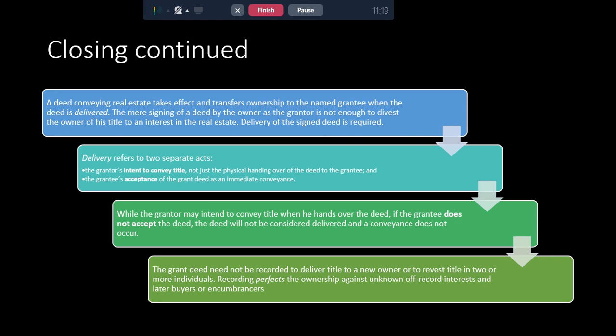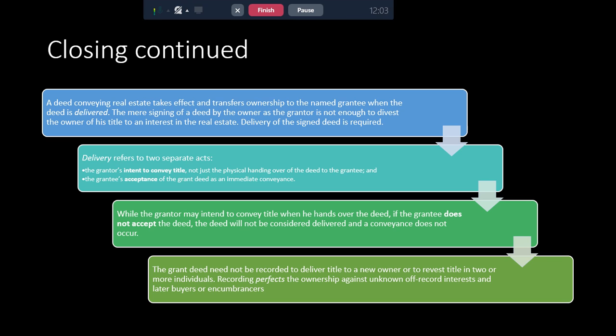Delivery of the signed deed is required, and delivery refers to two separate acts: the grantor's intent to convey title, and the grantee's acceptance of the grant deed. While the grantor may intend to convey title when handing over the deed, if the grantee does not accept the deed, it's still not valid. The grant deed need not be recorded to deliver title to a new owner. Recording perfects the ownership against unknown off-record interests and later buyers or encumbrances.